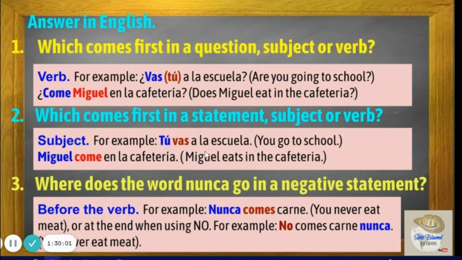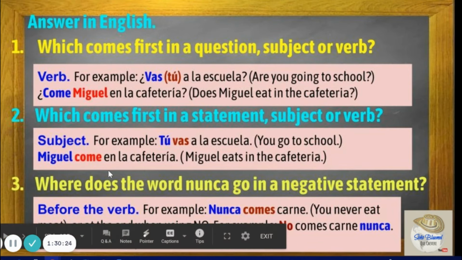So this right here is the same in English. In English we say the pronoun first and then the verb when it's a statement. Now in English it is not optional like in Spanish, where you can leave out the pronoun because it's understood. In English you do have to say it. You don't say go to a school. You don't say eats in the cafeteria. That would be weird. But in Spanish you can say come en la cafetería or vas a la escuela.